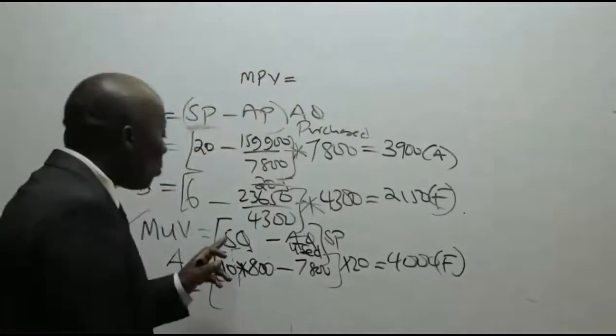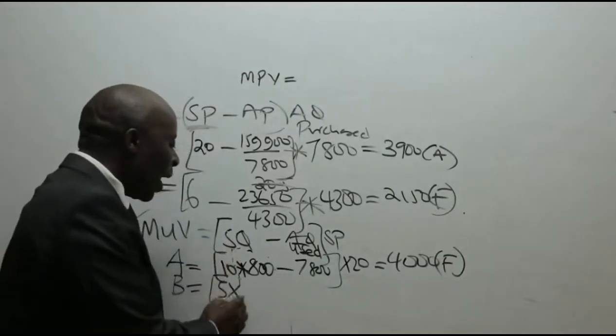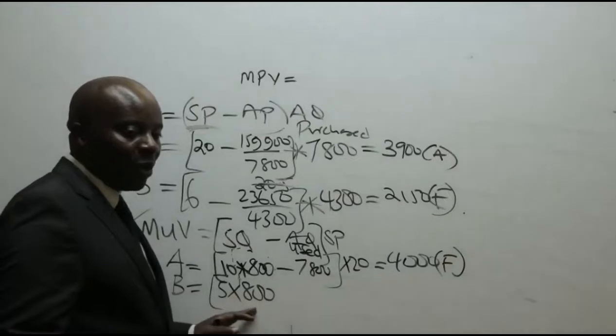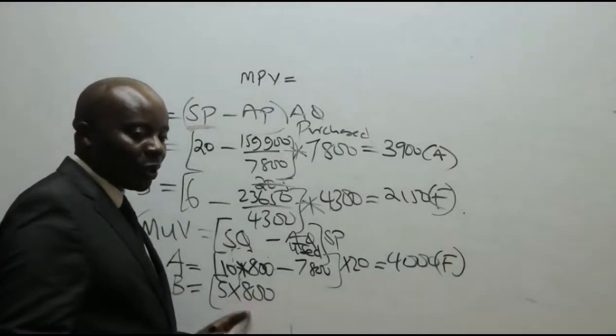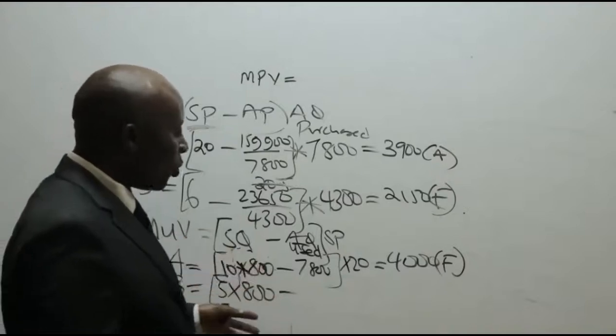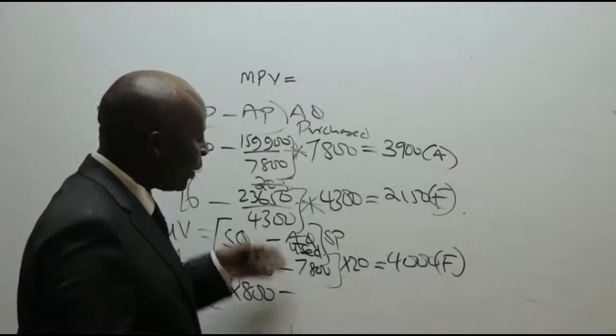It is supposed to be standard quantity for actual production. Actual production, which was what here? Somebody 800. Actual production, which was 800, minus the actual quantity of B that was used.